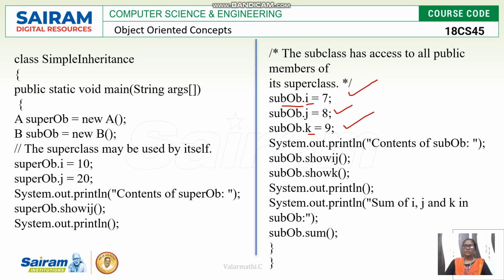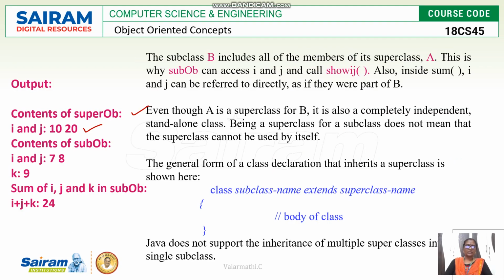Now, how the contents of the sub-object will be there: first, it will inherit the methods which are defined in the superclass, such as showij. Showij is one method which is defined in the superclass. By using the inheritance concept, it is invoked with the help of the subclass object. So, using the subclass object, showij is invoked. At that time, the values of i and j, 7 and 8, are printed here.